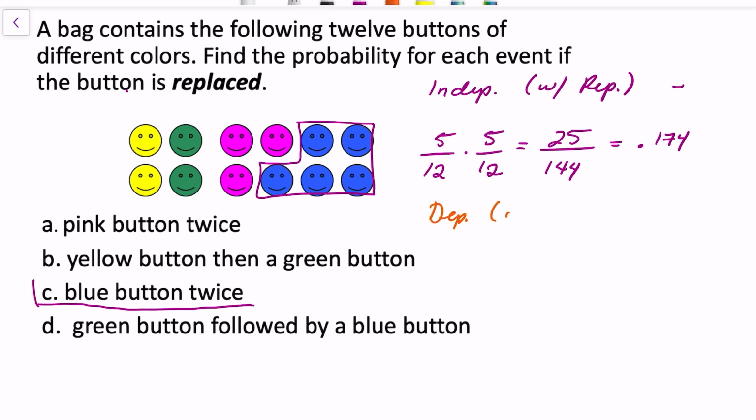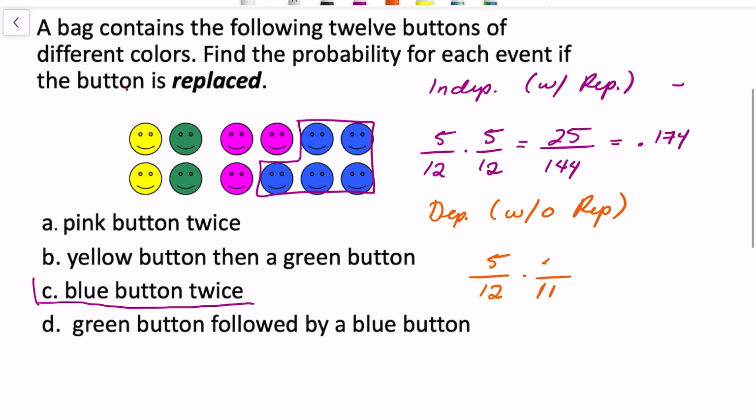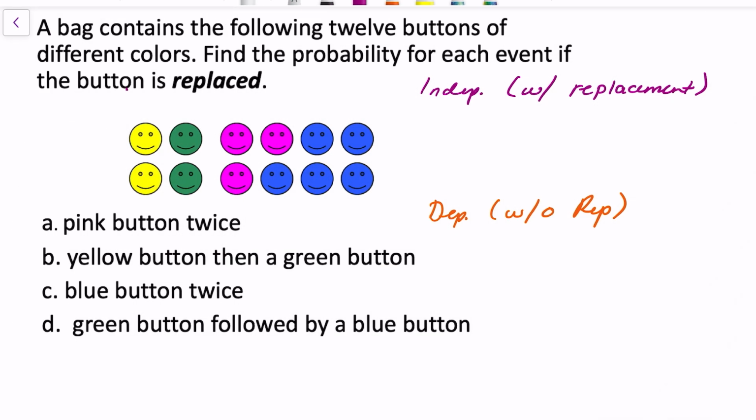Now we're going to do dependent events. That means sampling without replacing the button into our bag. So the probability at the beginning is the same. I have 12 and I have 5 blue buttons, so 5 over 12. I don't replace it, so it's going to be out of 11 now when I take the second button out. And I only have 4 blue buttons, so it's going to be 4 out of 11. So we multiply across, 20 out of 132. And in decimals, this is going to be 0.147.